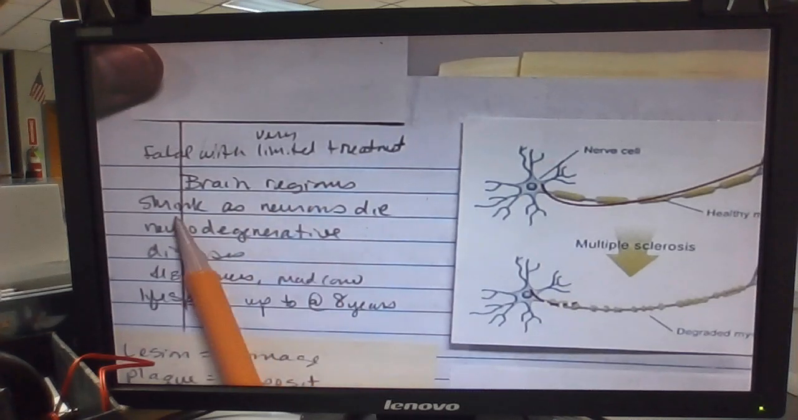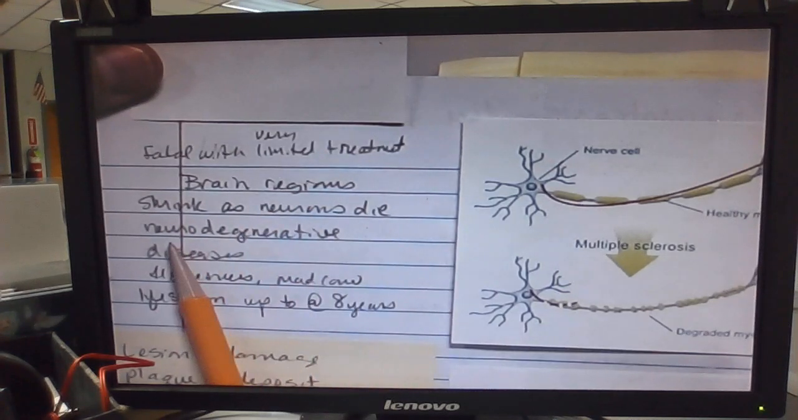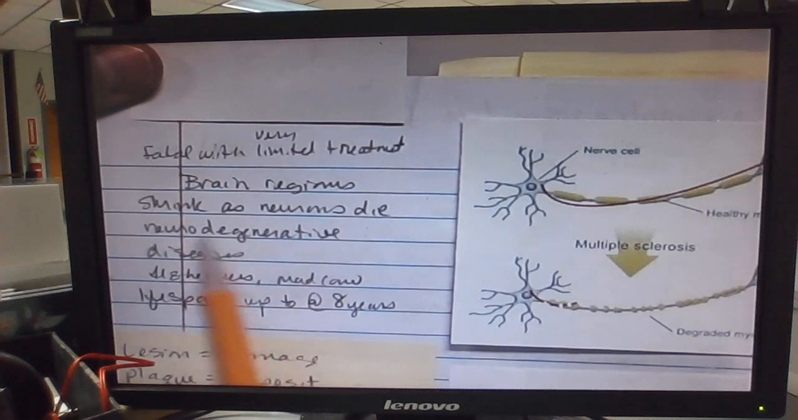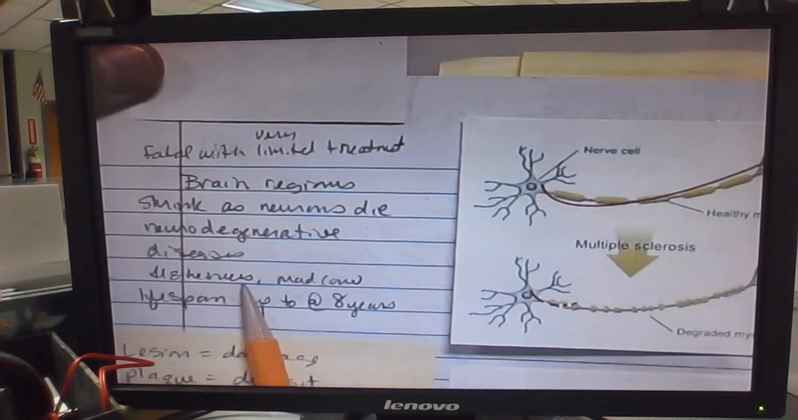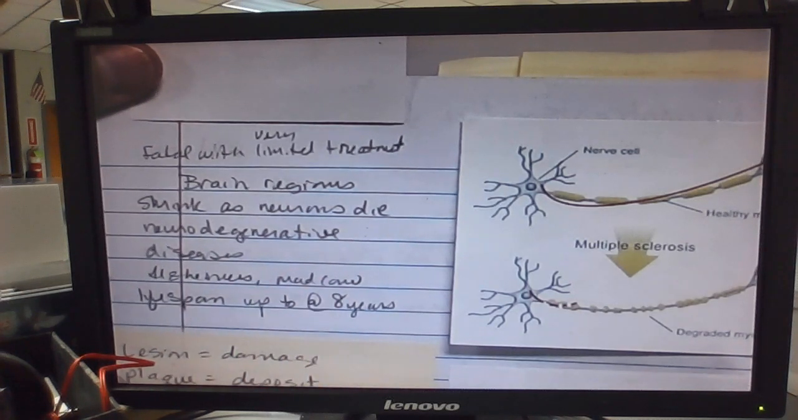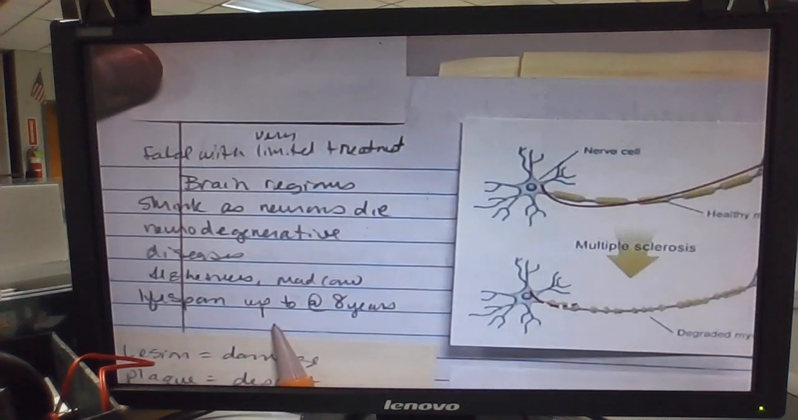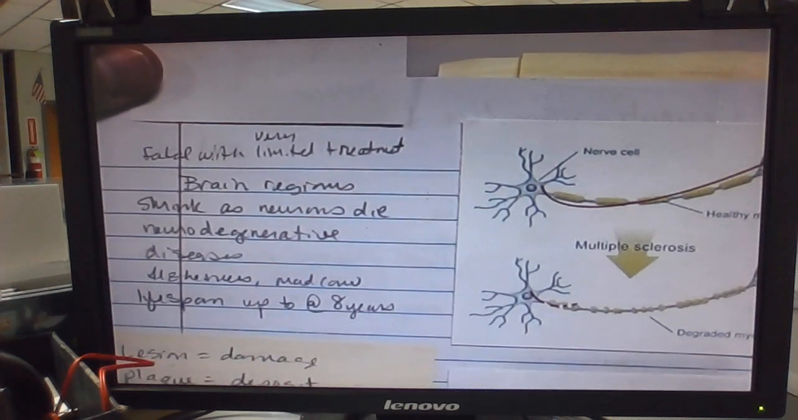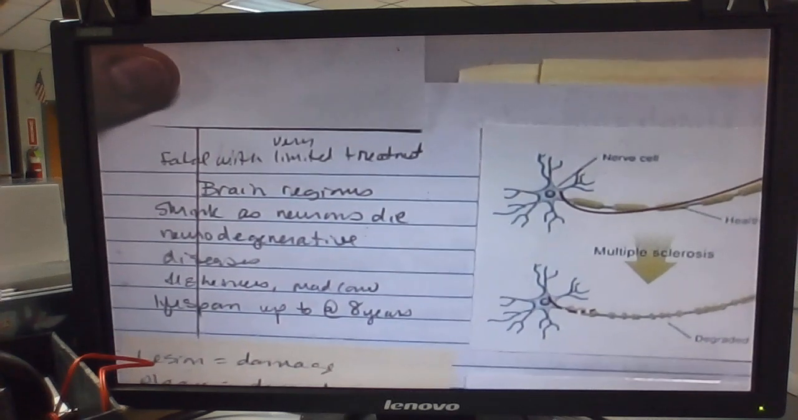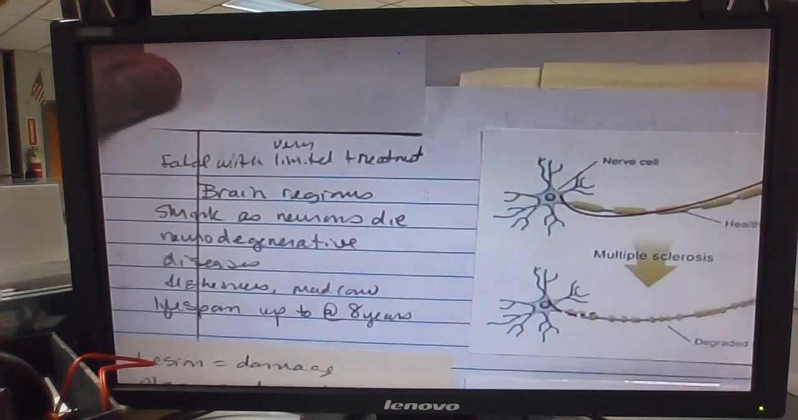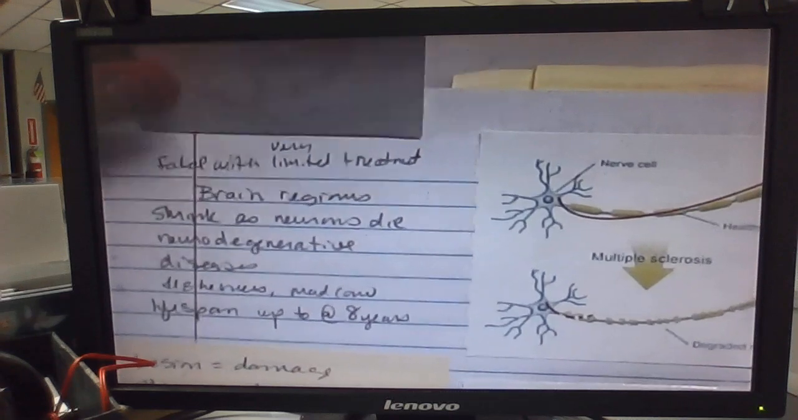Brain regions shrink as neurons die. This happens with neurodegenerative diseases, Alzheimer's, prion diseases like mad cow, Creutzfeldt-Jakob disease. Lifespan can be up to 8 years after onset of symptoms. It depends on the healthiness of the person, how far along the disease is, stuff like that.